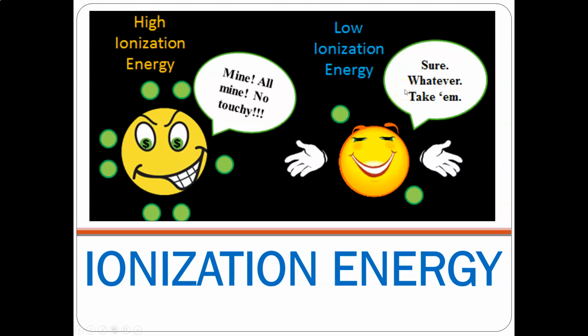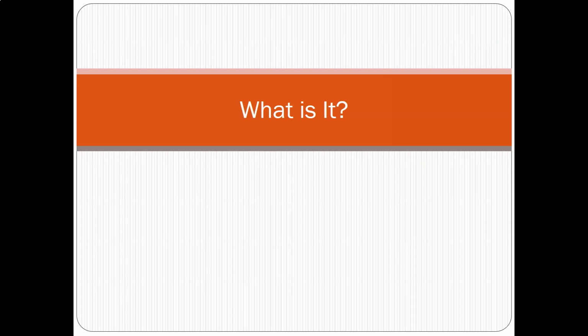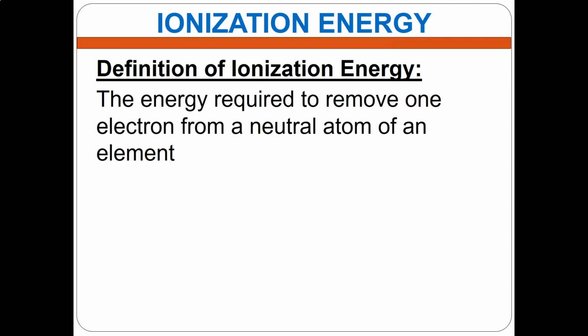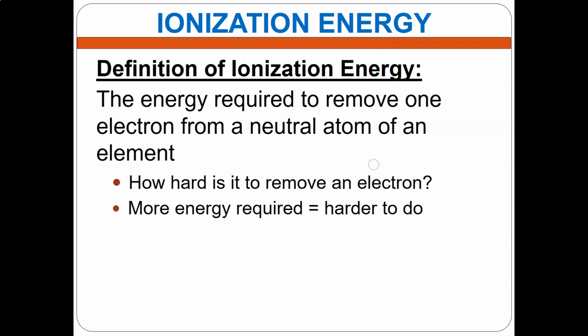If you have low ionization energy, the electrons are not being held onto by the nucleus very much, so it's very easy to take them away. It takes a little bit of work, but not a lot. So let's look at the definition, the what is it part. The energy required to remove an electron from a neutral atom. In other words, how hard is it to take an electron away? The more energy it takes, the harder it is. The stronger it's being held on to, the more energy it takes. The stronger that nuclear attraction is, the harder it will be.